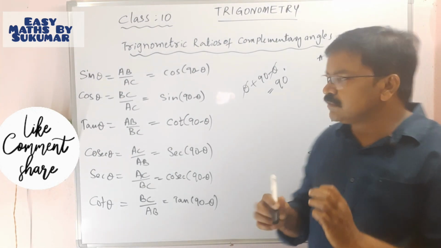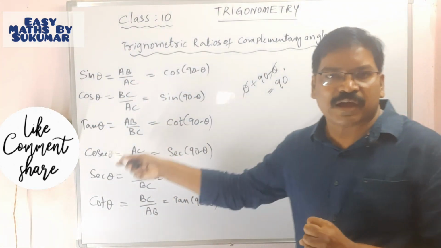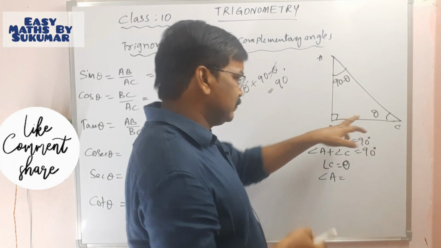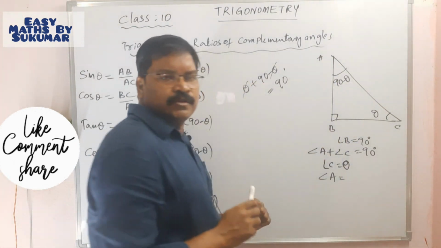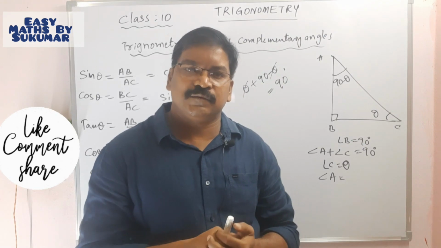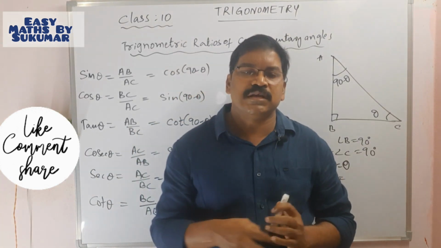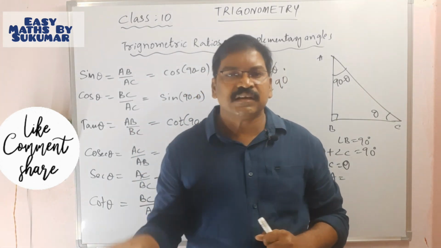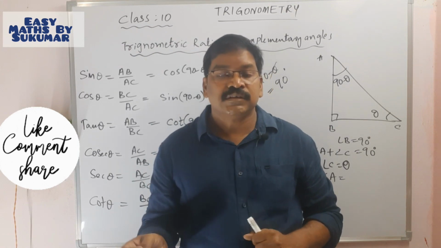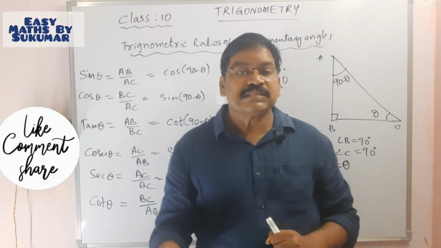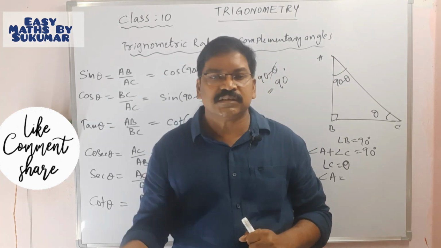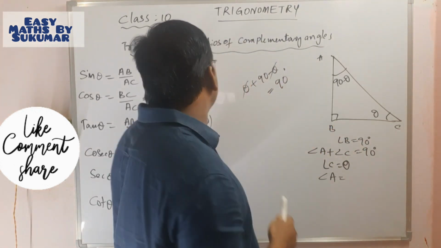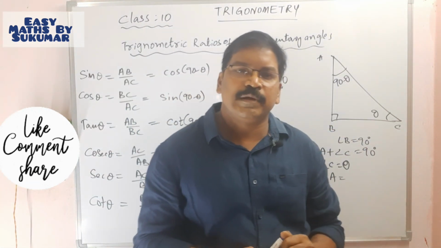Okay, my dear students, here these left hand sides are defined according to theta as an acute angle, and these right hand sides are defined from this 90 minus theta as an acute angle. That means in conclusion, sin 90 minus theta is cos theta, cos 90 minus theta is sin theta, tan 90 minus theta is cot theta, cosecant 90 minus theta is secant theta, secant 90 minus theta is cosecant theta, cot 90 minus theta is tan theta. These are trigonometric ratios of complementary angles.